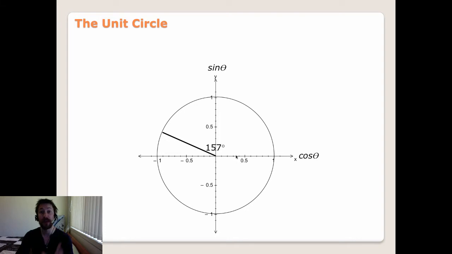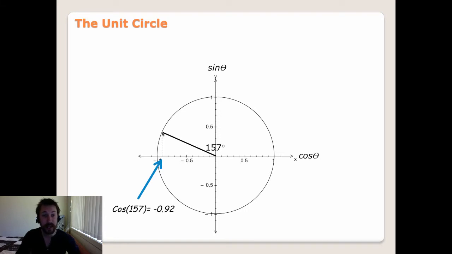So let's figure out what cos of 157 will be. I'm going to draw a line down from this point where it touches the circle all the way down to my cos axis. Now what's that going to be? It's going to be roughly negative 0.9 something. Cos of 157 is equal to negative 0.92, because it's really close to negative 1, but not quite. Alright, let's figure out what sine of 157 is going to be.